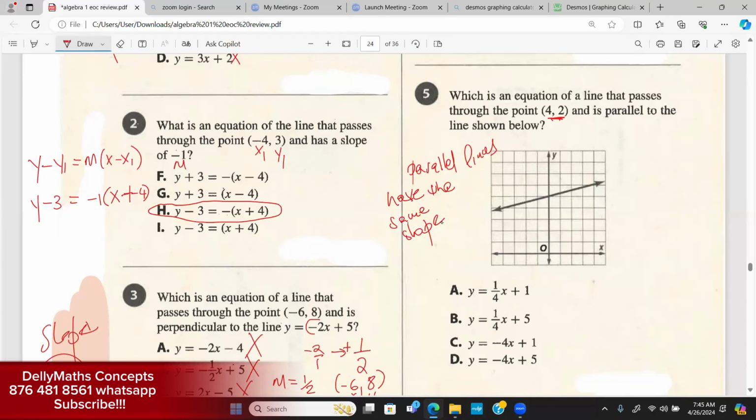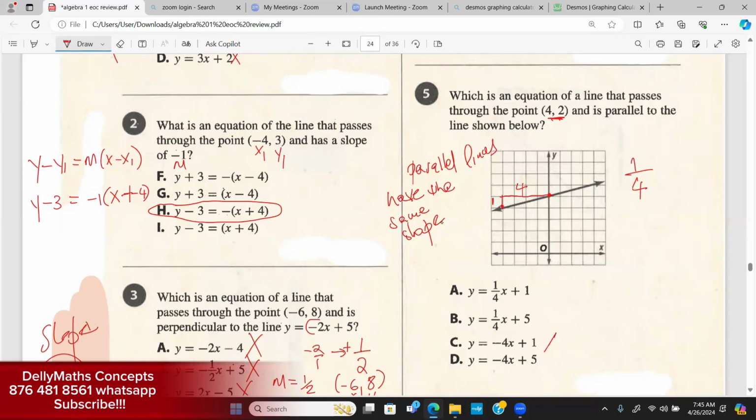So if I know this slope, I'm able to pick up something. Take a look at this. We go up 1 and across 1, 2, 3, 4. So up 1 and across 4. Rise over run, rise, run. So I'm looking for a positive 1/4. So now we have that positive 1/4.